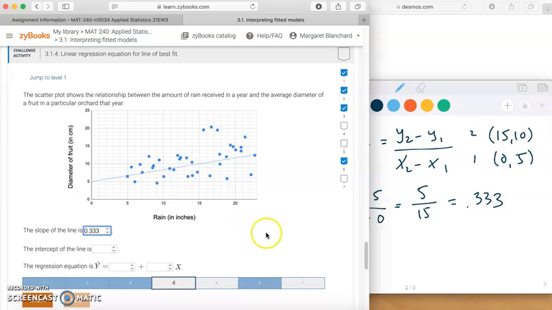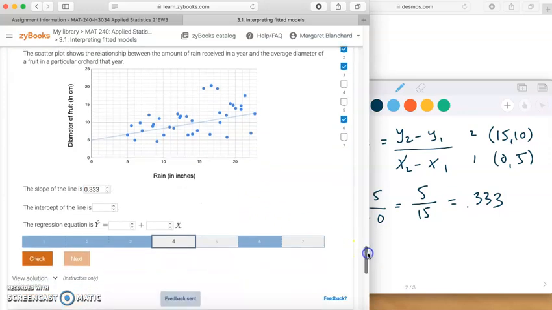I have reported this to Zybooks. They need to be specific in the number of decimals you need. So let me know if you had that issue, and we'll go from there.